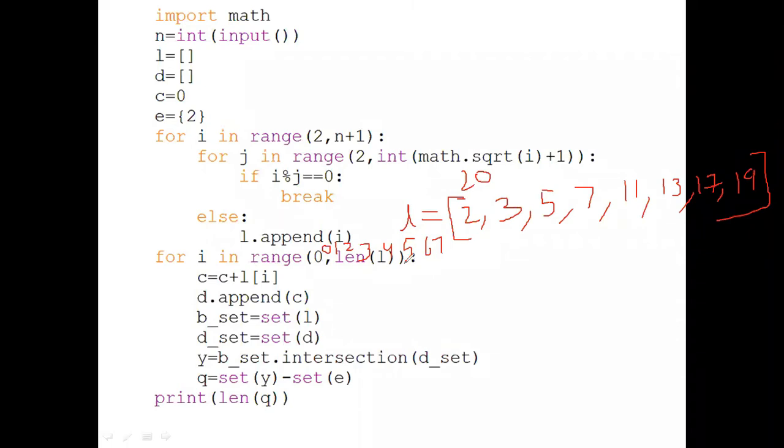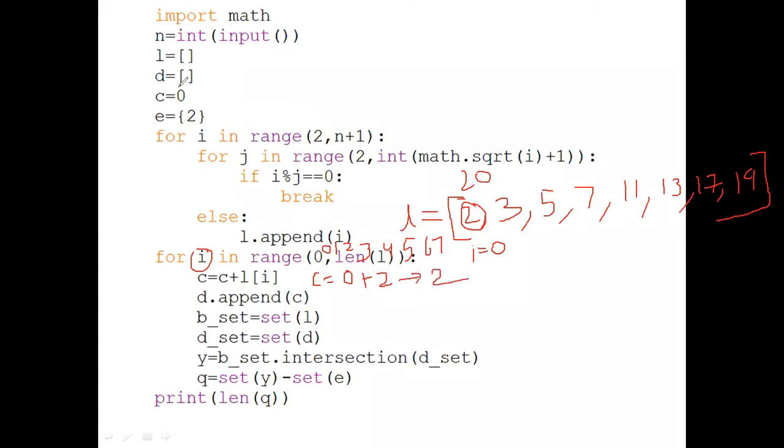Now in the first iteration, what's the I value? I equals 0. After that, we are going to find the C, the summation. So C equals C plus L of I. What's L of I here? I means 0, so L of I means 2. So 0 plus 2, C equals 2.